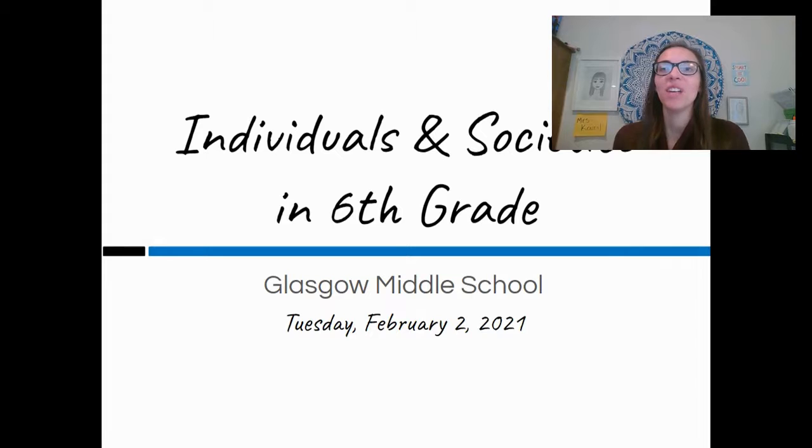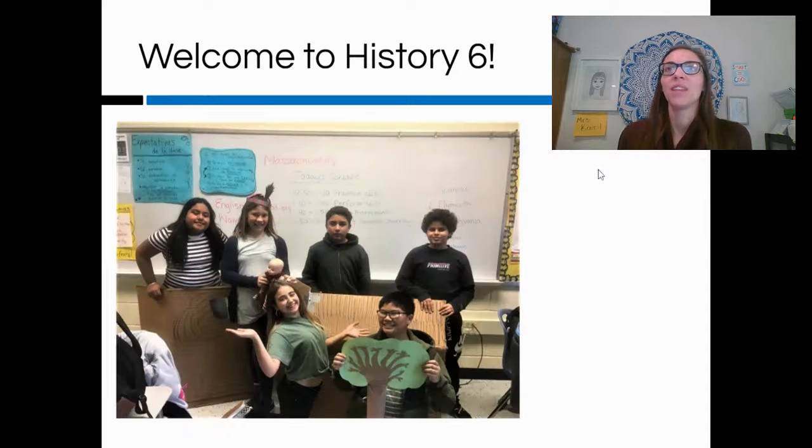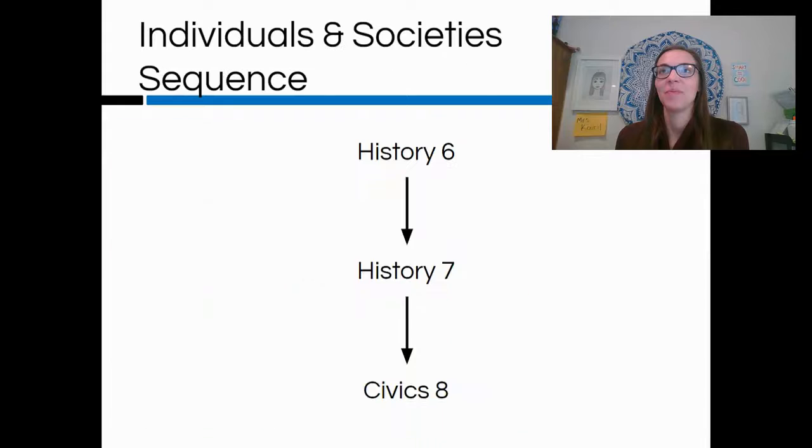My name is Julie Carrill, and I am the Department Chair for Individuals and Societies. If that term is unfamiliar, here at Glasgow, we are an IB middle years school, which means that instead of calling this department Social Studies or History, it's called Individuals and Societies. So I'm so excited to tell you a little bit about the course that I've been teaching for the last couple of years here at Glasgow, History 6.